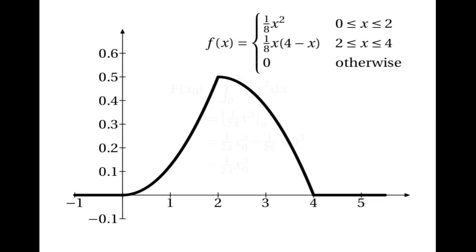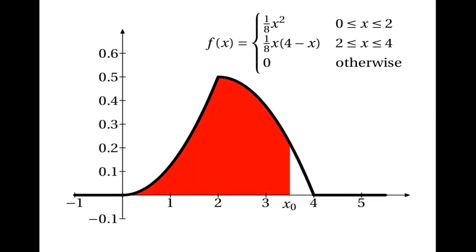The second case that we have to deal with is when x0 is between 2 and 4, and then we have an area that looks something like this. We can see that as consisting of two parts. Firstly, the yellow area on the left, and secondly, the red area on the right. Now, the yellow area on the left will be f of 2, and the red area on the right will be the integral of the probability density function with limits 2 and x0.